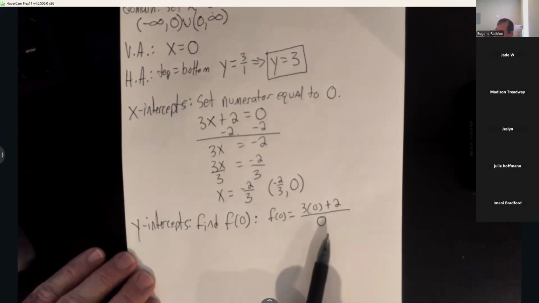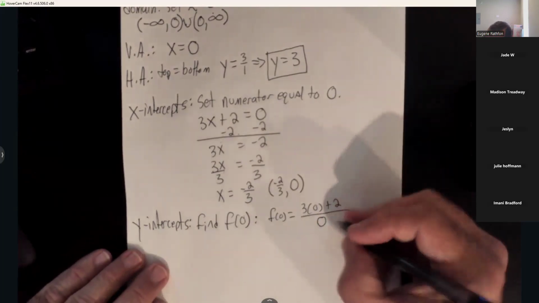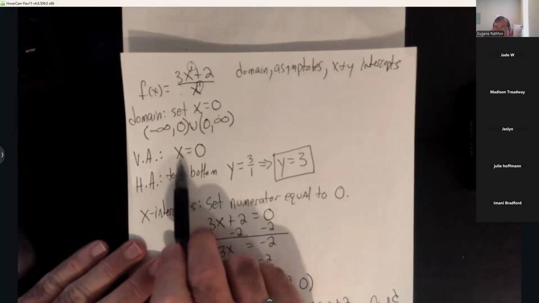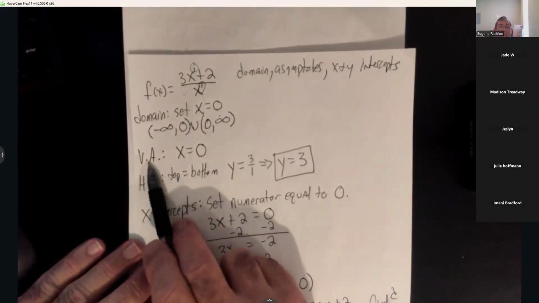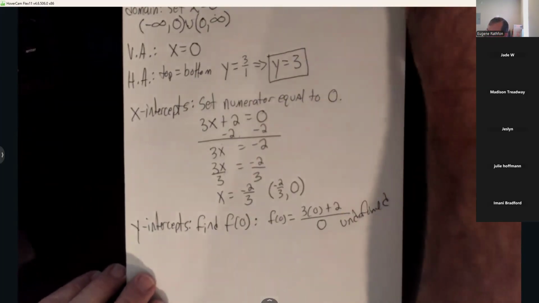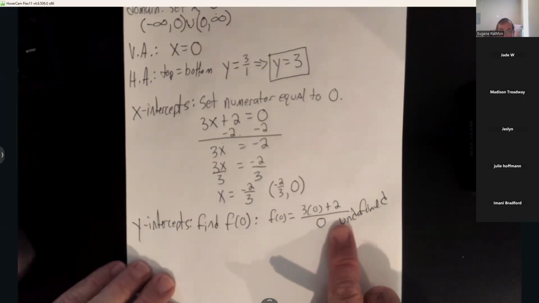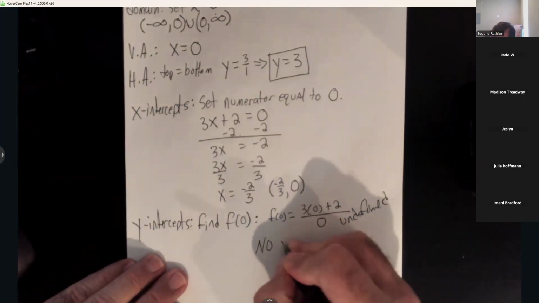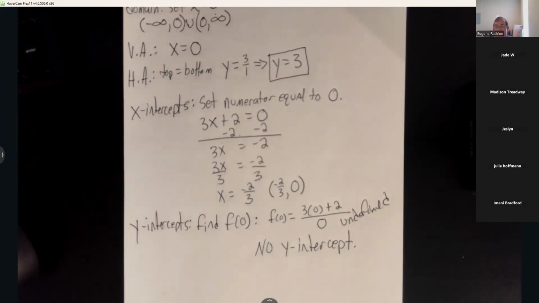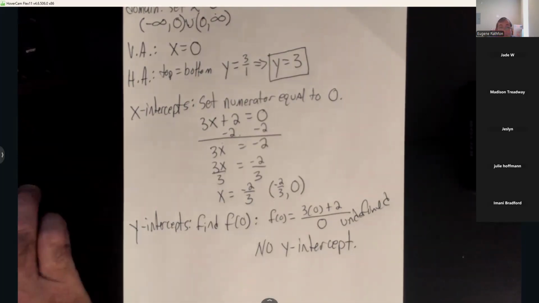Oh, Amani, you're doing good. You can't do this. You can't have a y-intercept because this is undefined. This is undefined. Because way back up here, remember, we said x equals 0 is a vertical asymptote. It's undefined at that point. So you cannot work this as undefined. So that means that there is no y-intercept. Okay, y'all? If it makes it undefined, you can't have a y-intercept because that graph cannot cross over that. So Amani, good job. That is excellent.